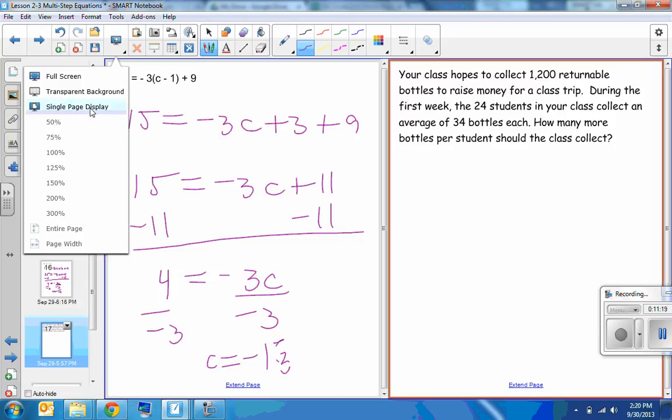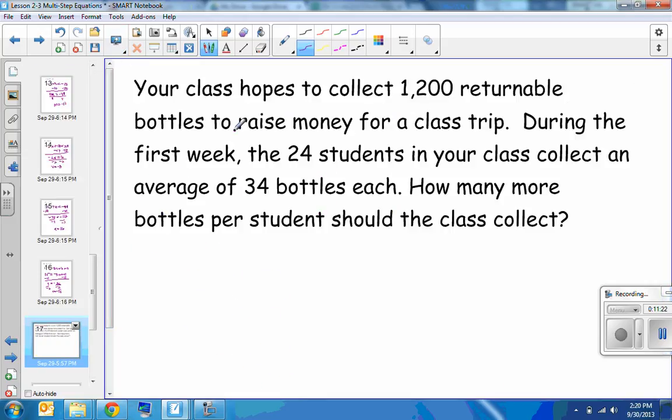Let's go ahead and look at this word problem. Your class hopes to collect 1,200 returnable bottles to raise money for a class trip. During the first week, 24 students in your class collect an average of 34 bottles each. About how many more bottles per student should the class collect? They want you to go through and underline things that you know. So now we know that there are 24 students in the class and that they collect 34 bottles per student. Plus we want to know how many additional bottles should be collected to get a total of 1,200.